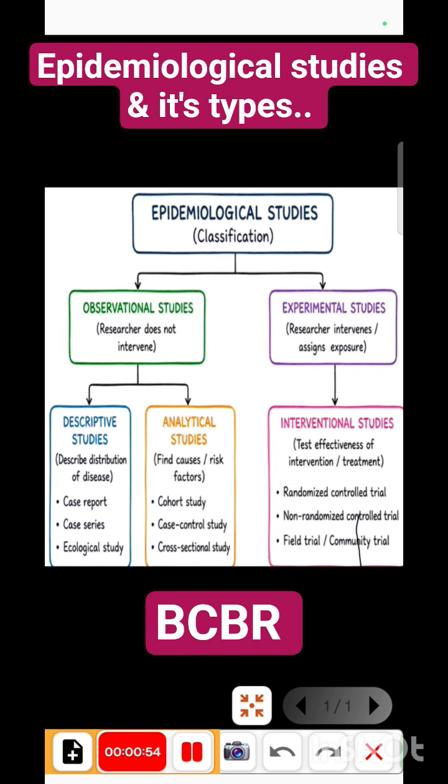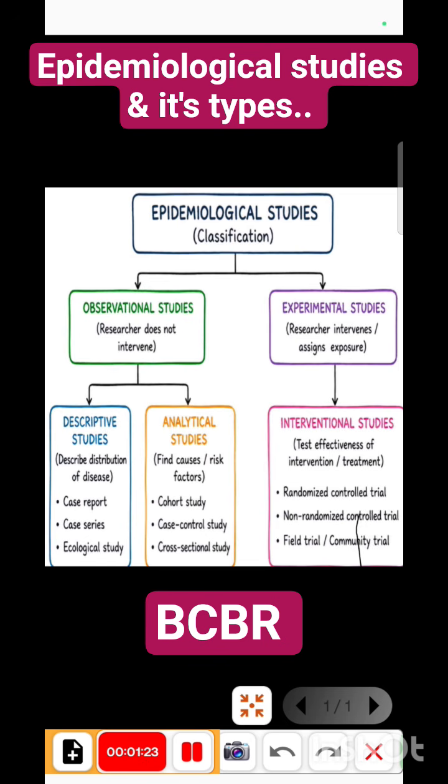In experimental studies, the researcher uses interventions or assigns exposures in the population, for example any new medicine or vaccine or any new therapy, and studies the effect of that on the population. So these are called experimental studies. In opposition to this, in observational studies, interventions are not used, the researcher only observes the population. So these are observational studies and experimental studies.